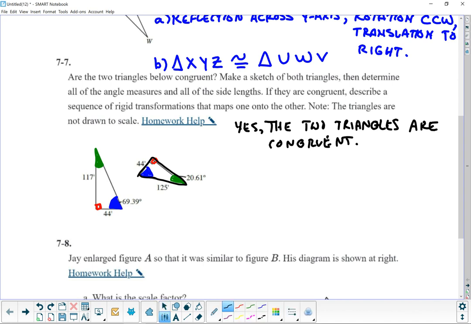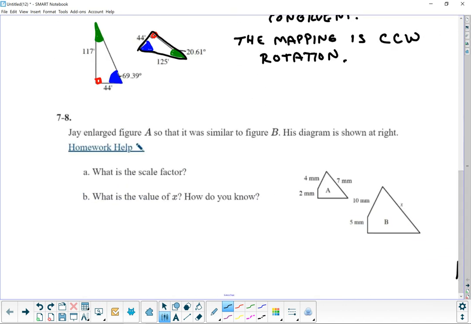Right. So we would say the mapping is a counterclockwise rotation. Okay, not sure how many degrees, right? I mean, we're just eyeballing it, and because they're not perfectly set up flat, you can't actually tell how many degrees, right? That's that. Okay, last one.